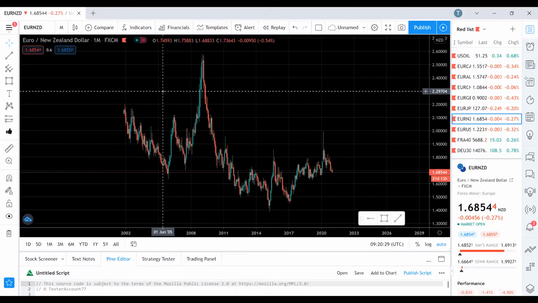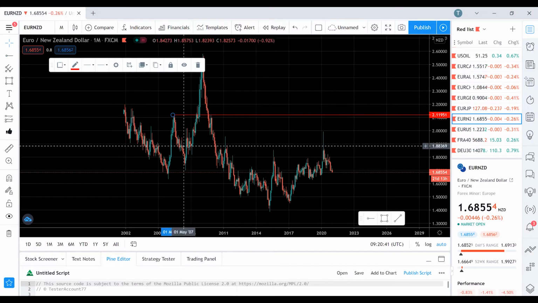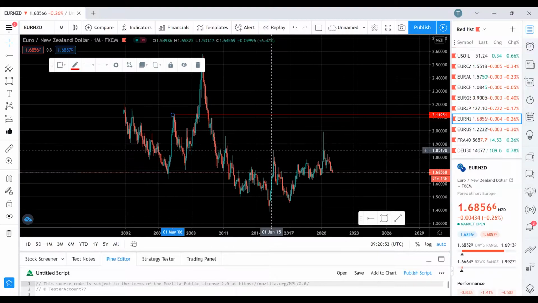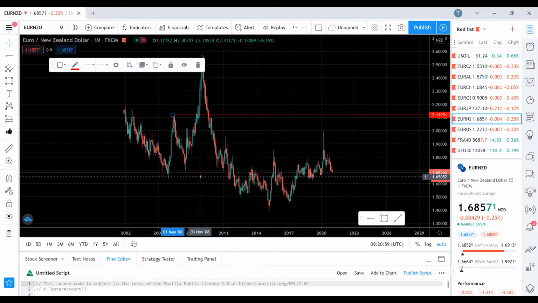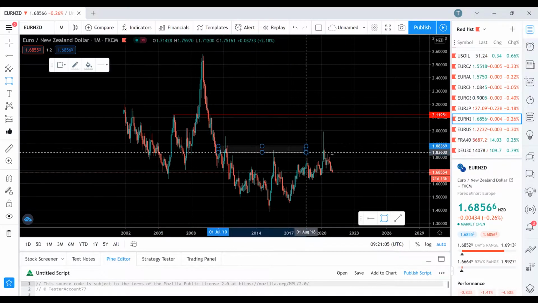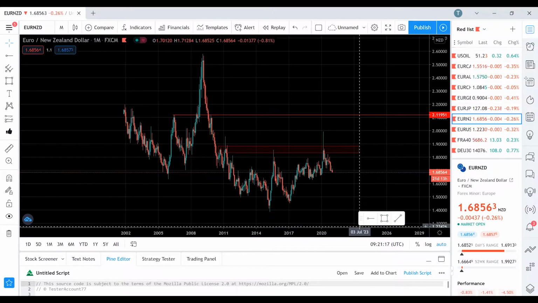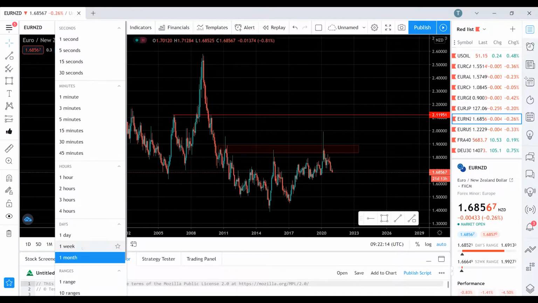Euro NZD. Start on the monthly. Resistance here. We have a sell zone here. Move to the weekly.